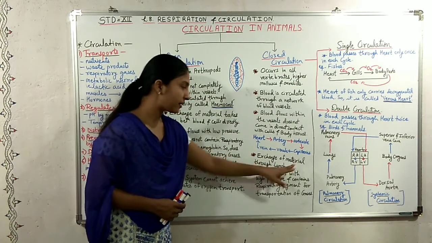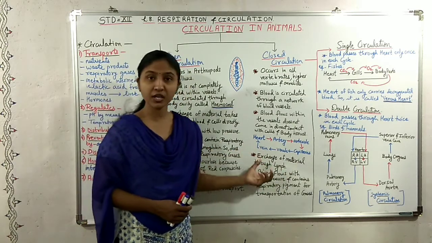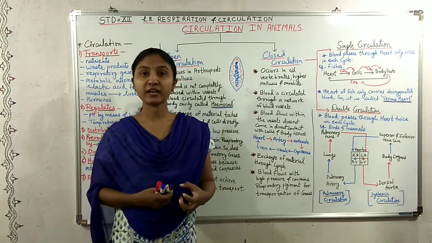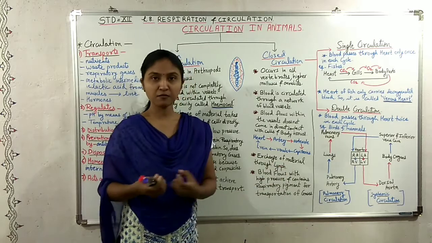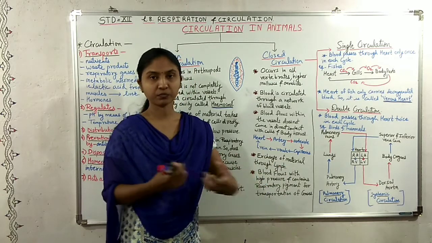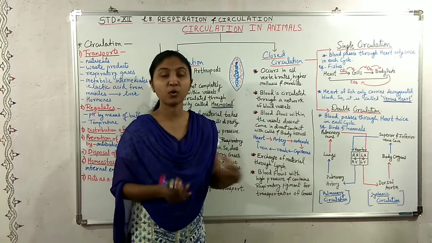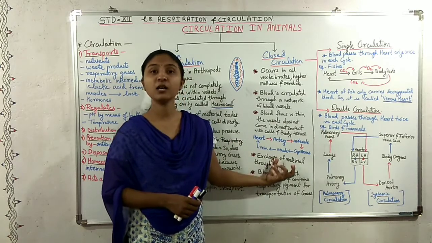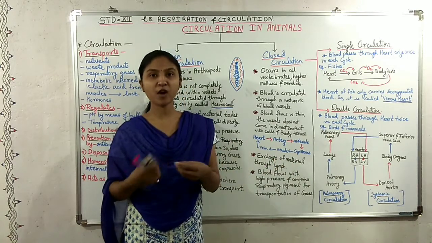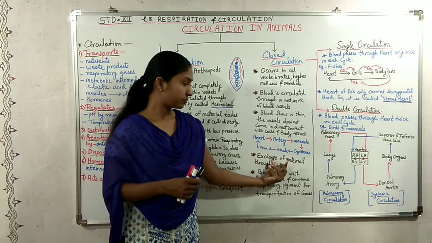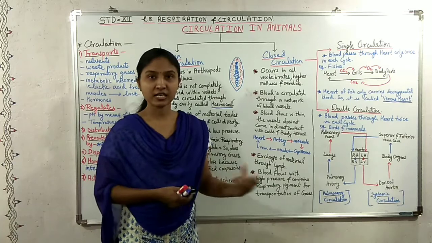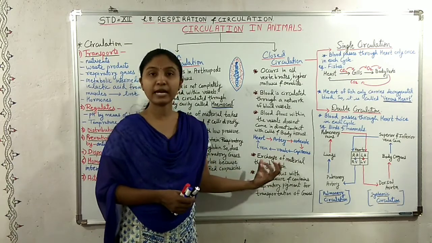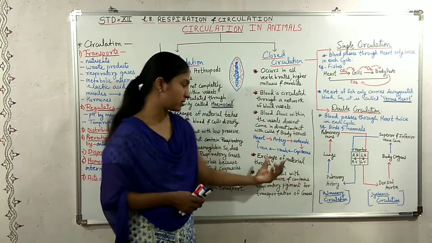Exchange of materials through the lymph. Now here the exchange of materials takes place through the lymph. Lymph is the supporting fluid which is present in the blood. It contains lymphoid cells in it, for example, WBCs. Those are the lymphoid cells. So the lymph helps in the exchange of materials.